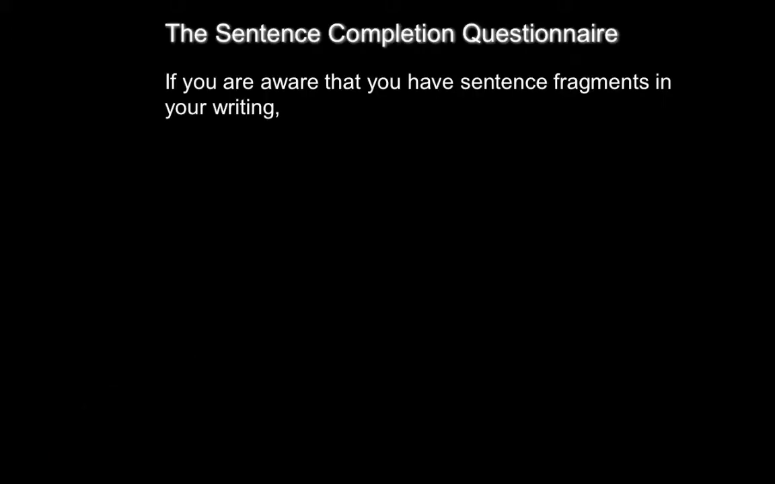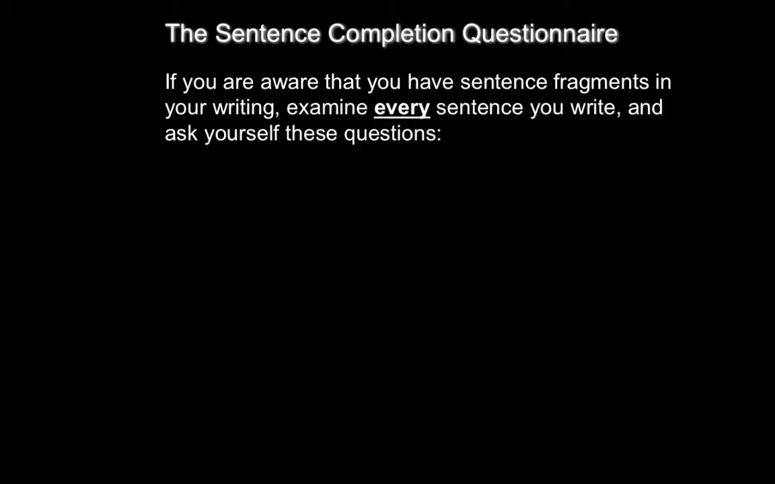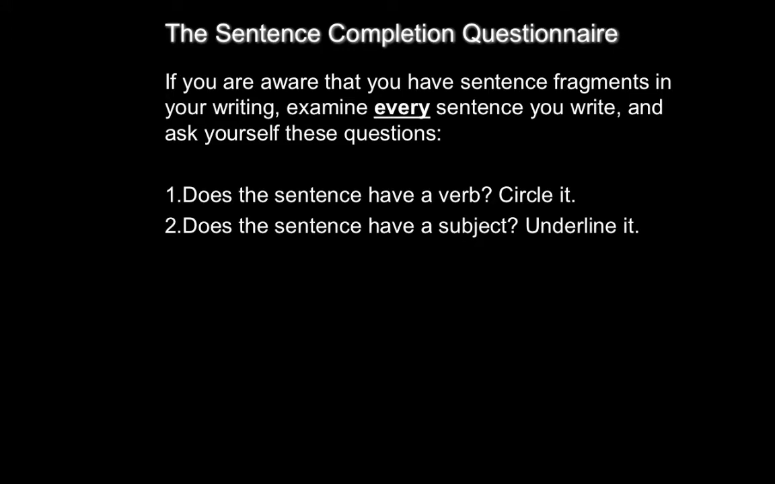So if you're aware that you have sentence fragments in your writing, first examine every sentence you write and ask yourself these questions. Does the sentence have a verb? If the sentence does have a verb, circle it. Also, if the sentence has more than one verb, go ahead and circle all the verbs. Next, ask yourself, does the sentence have a subject? If it does, underline it. Remember that the subject is always a noun or a pronoun, a person, place, or thing, that tells who or what is doing the action of the verb. If you need a review of subjects and verbs, I cover those topics in a separate video.